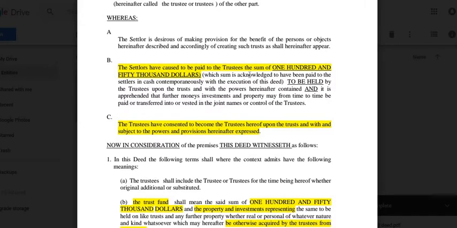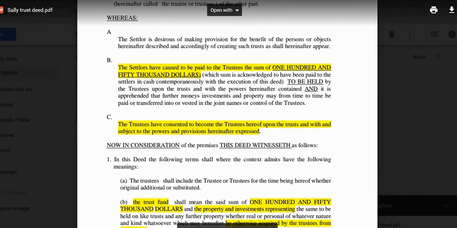So the settlor has caused to be paid, here, the sum of $150,000, which is paid and acknowledged to have been paid. And you'll notice here it says to be held upon the trusts and with the powers herein. So the trusts, as we talked about, were the terms of the trust deed, the things that have been agreed to. Now, let's go further down. So the trustees consented to become the trustees. That's important.